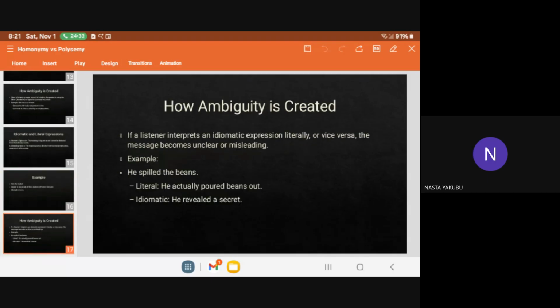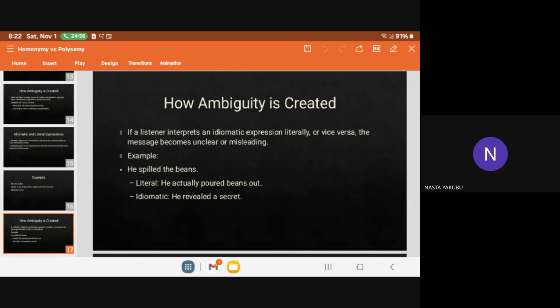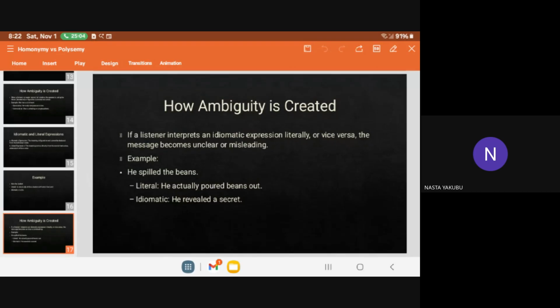So how is ambiguity created here? If the listener interprets an idiomatic expression literally, even though it is coming forth as an idiom, or if it's supposed to be literal and he interprets it idiomatically, then ambiguity will be created.